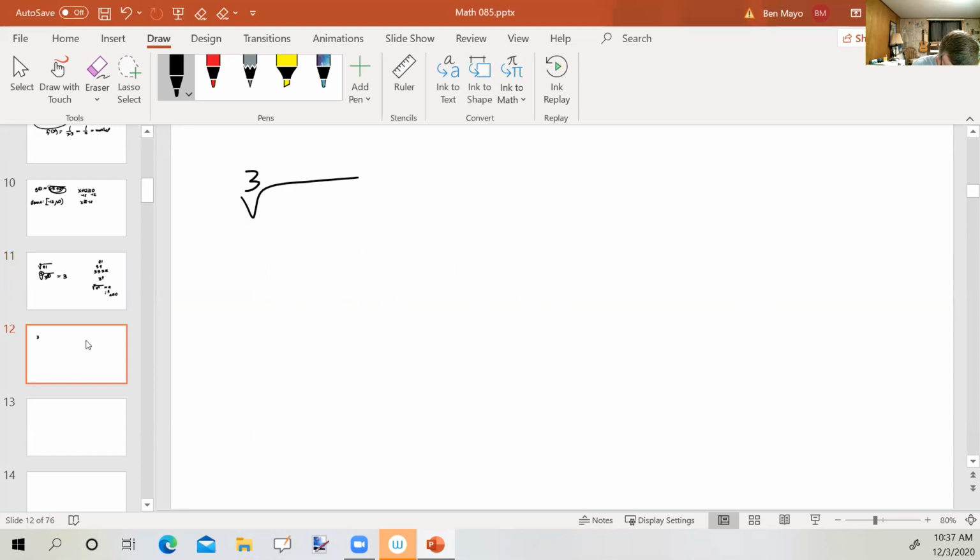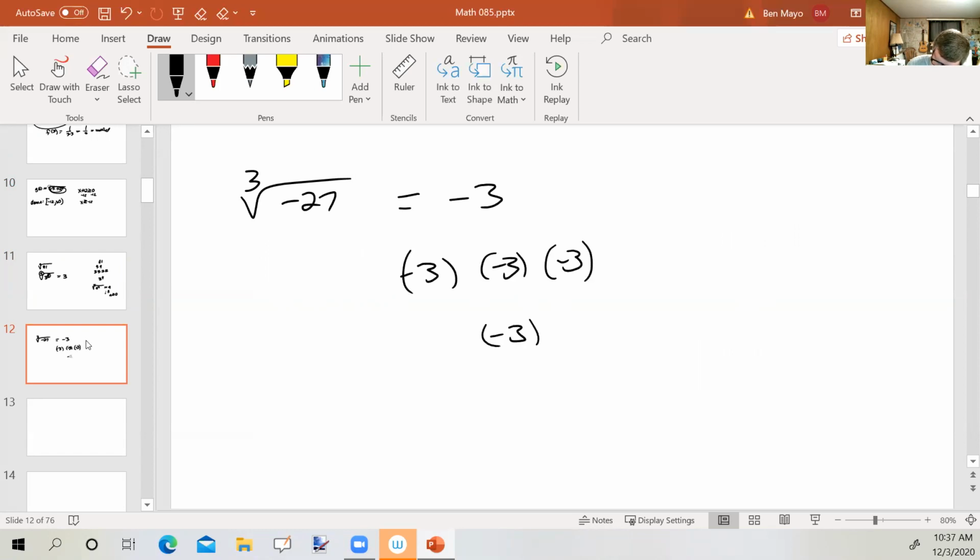The cube root of negative 27. Now be careful. Yes, I said you can't take an even root of a negative number, but you can take an odd root of a negative number. This would be negative 3 because negative 3 cubed is negative 27.